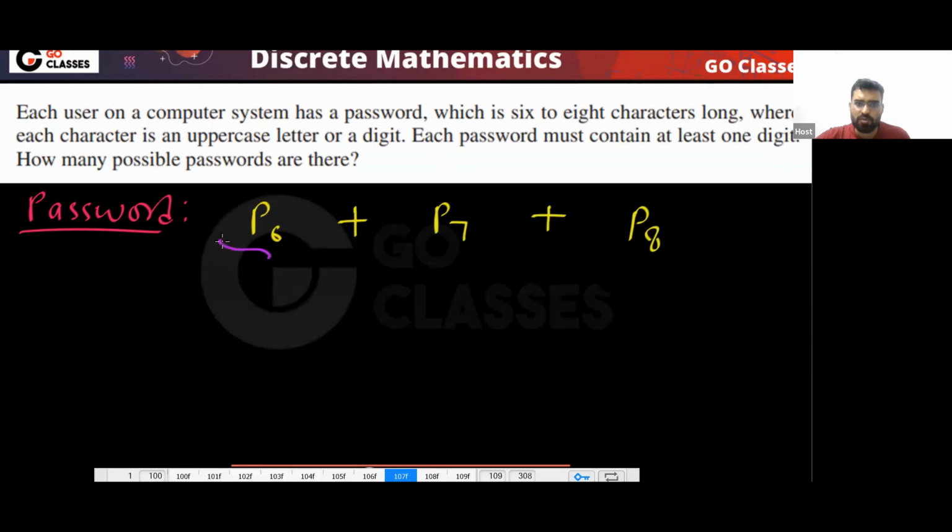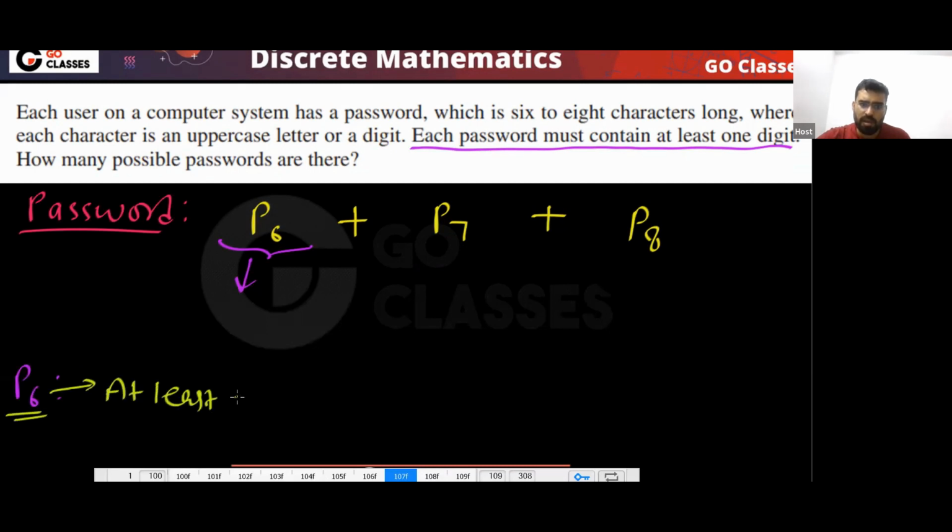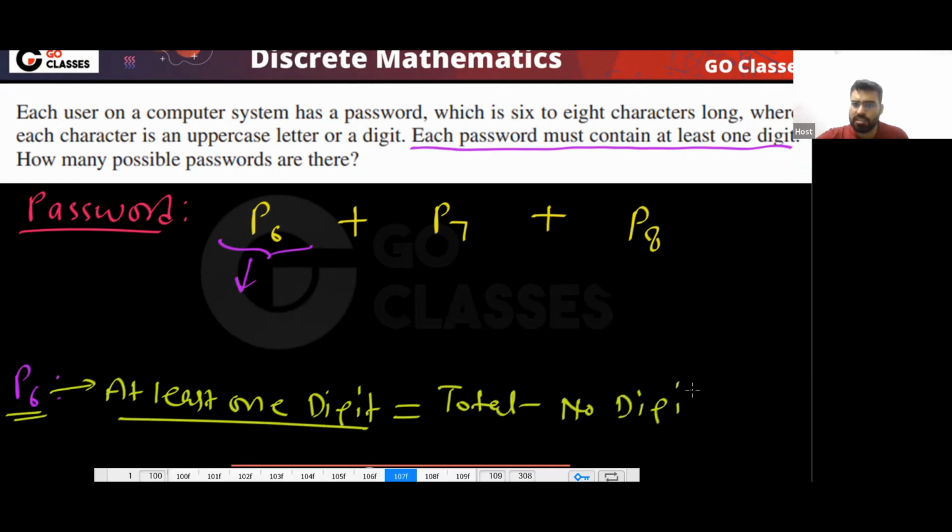Now, how many 6 length passwords do we have? Remember, each password must contain at least one digit. Like P6, this must have at least one digit. So at least one digit simply means total minus no digit. And what is total? So total will be 36 power 6. And no digit means 26 power 6.